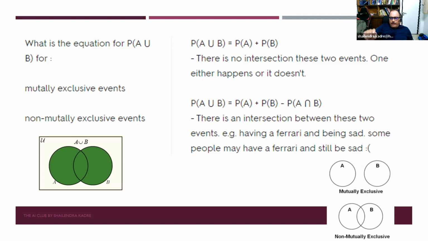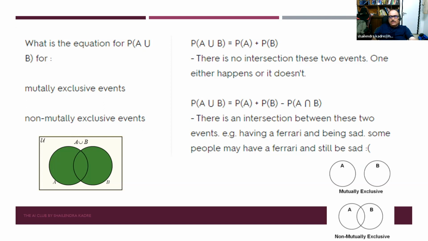And below that, in the white circles, you can see A and B are overlapping, so they are non-mutually exclusive. When the events are mutually exclusive, non-overlapping, P(A union B) is simply PA plus PB, because P(A intersection B) is 0.